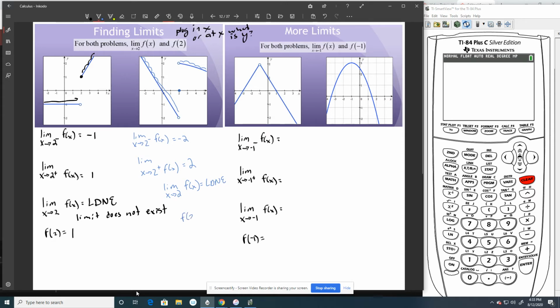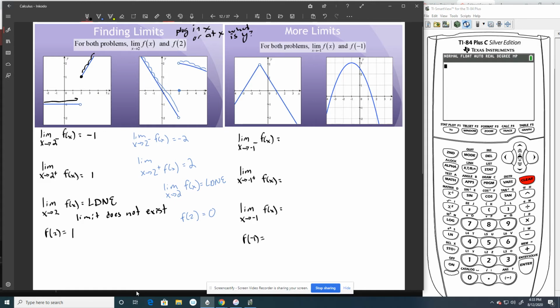Now, at f of 2, if I look at x equals 2, my value, it's not either one of these limits. My value is 0. And I don't care if my limit and my value are the same. They don't have to be. They can be completely different numbers. All right. So going on to a couple more.